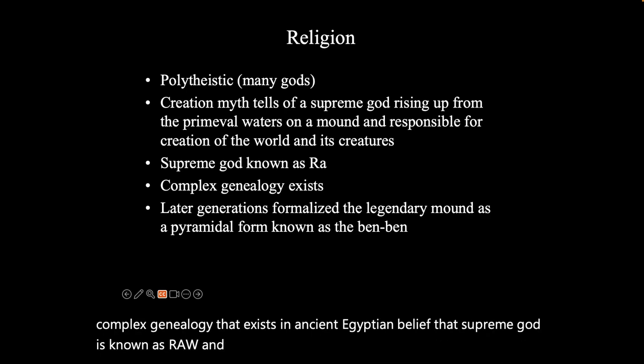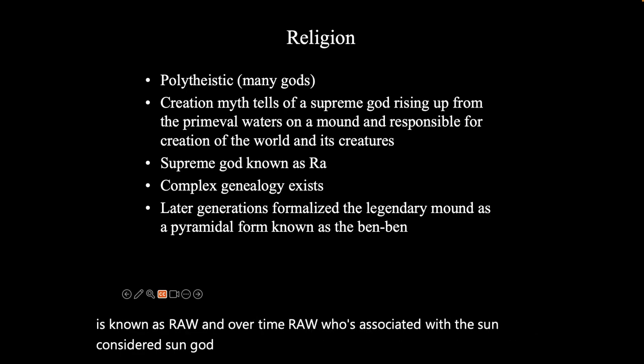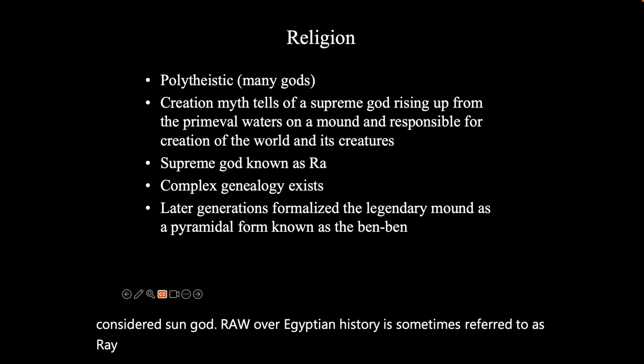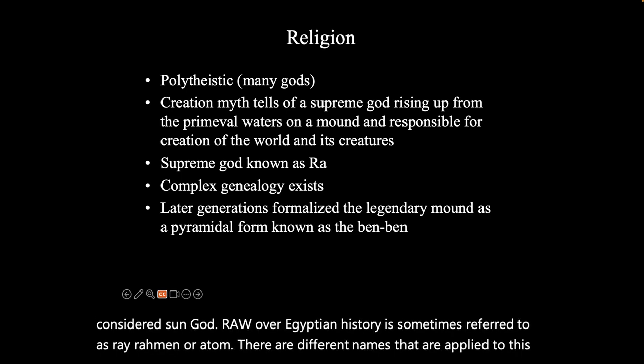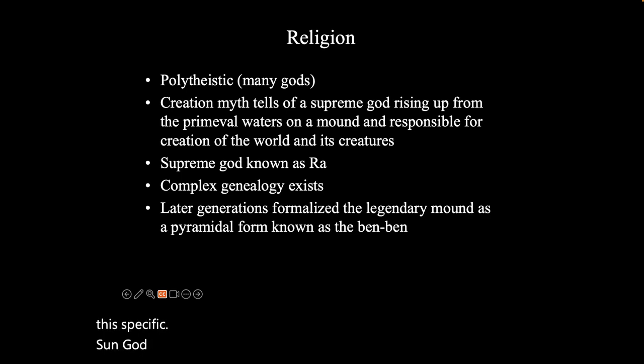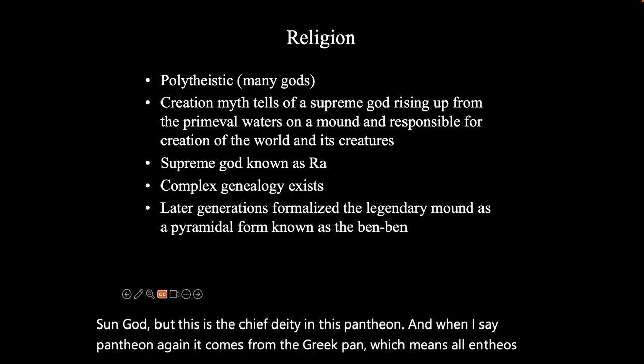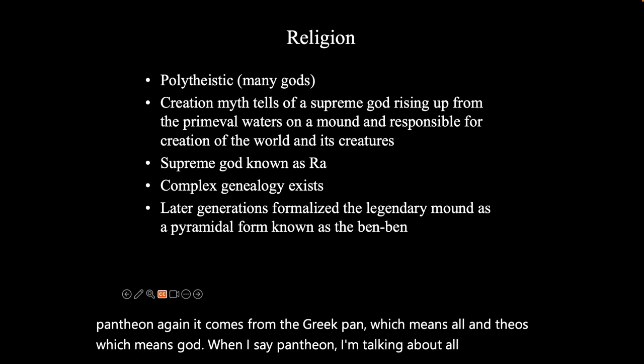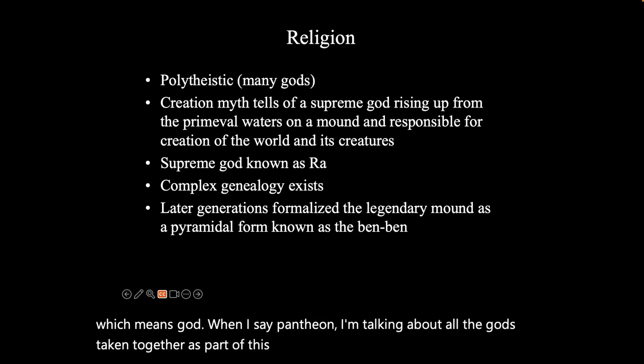And over time, Ra, who's associated with the sun, considered the sun god, is sometimes referred to as Re, Ra, Amen, or Aton. There are different names that are applied to this specific sun god, but this is the chief deity in this pantheon. And when I say pantheon, it comes from the Greek pan, which means all, and theos, which means god. I'm talking about all the gods taken together as part of this genealogy.